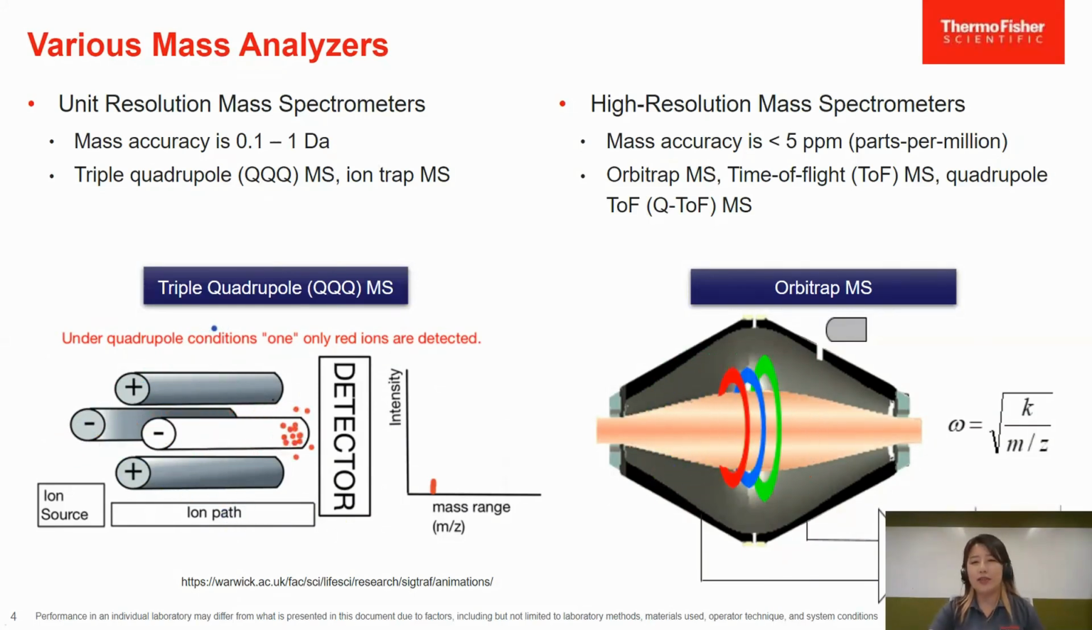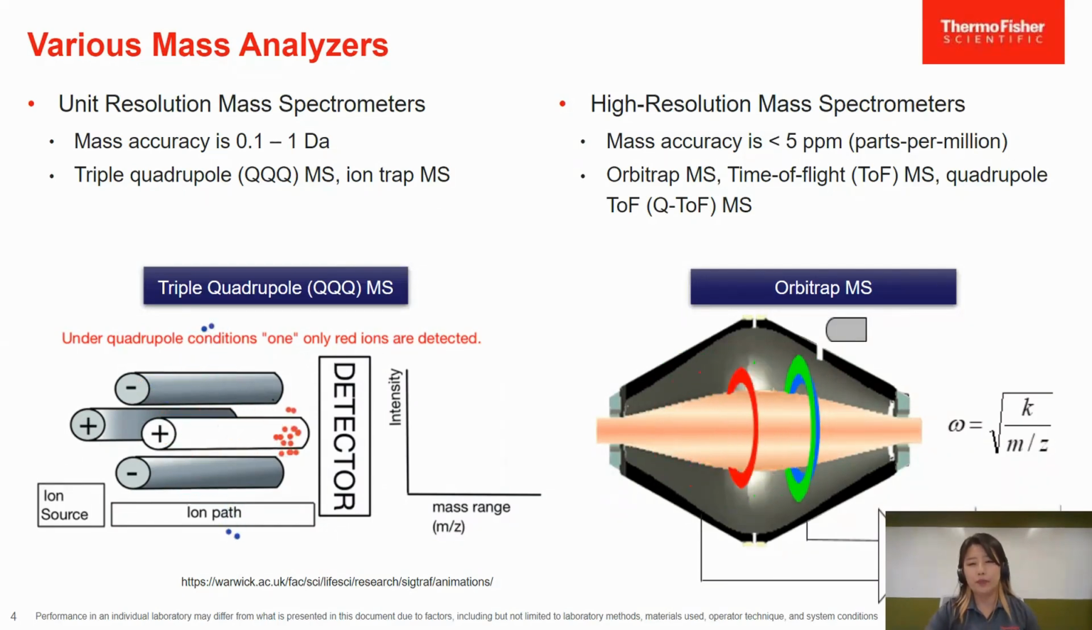On the other hand, high resolution mass spectrometers offer high mass accuracy, typically less than 5 ppm. ppm here is parts per million. Examples of high resolution mass spectrometers include Orbitrap, time of flight (TOF), and quadrupole TOF (QTOF) mass spectrometers. And here is an example of the Orbitrap mass spectrometer, showing how it detects and records ions.